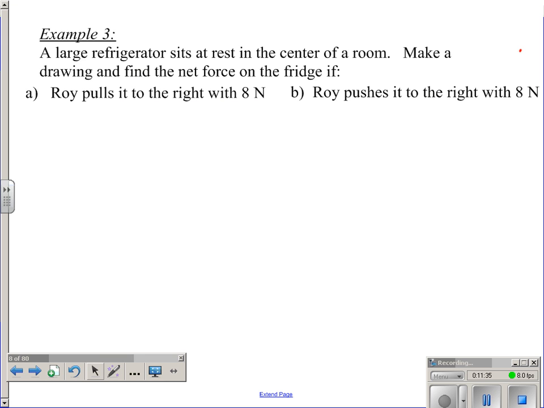So what you're going to do is you're going to draw your object. There's the refrigerator. Okay, it's sitting at rest. So that's telling me information about the velocity. So I'm going to write V equals 0. And then I'm going to identify all my forces. In this case, Roy is pulling it to the right. So Roy pulls it to the right.